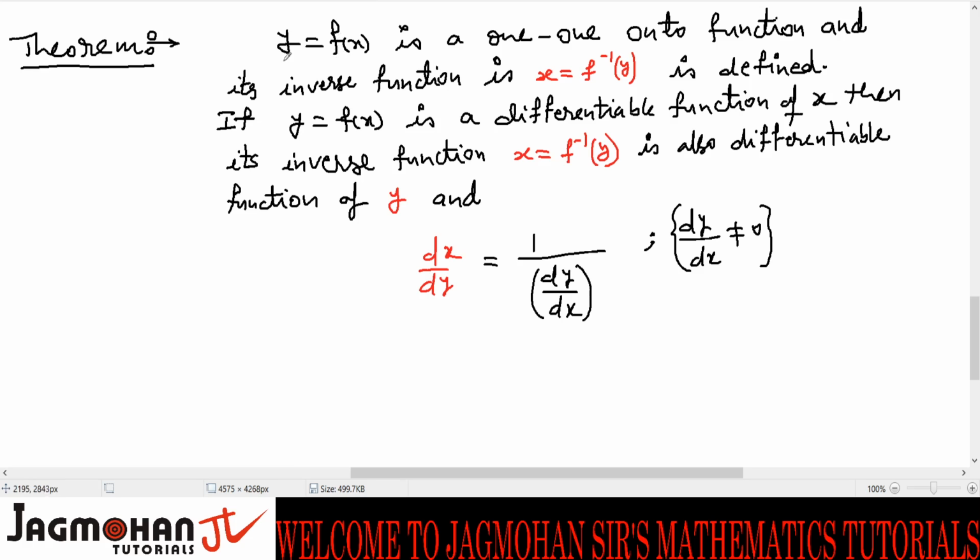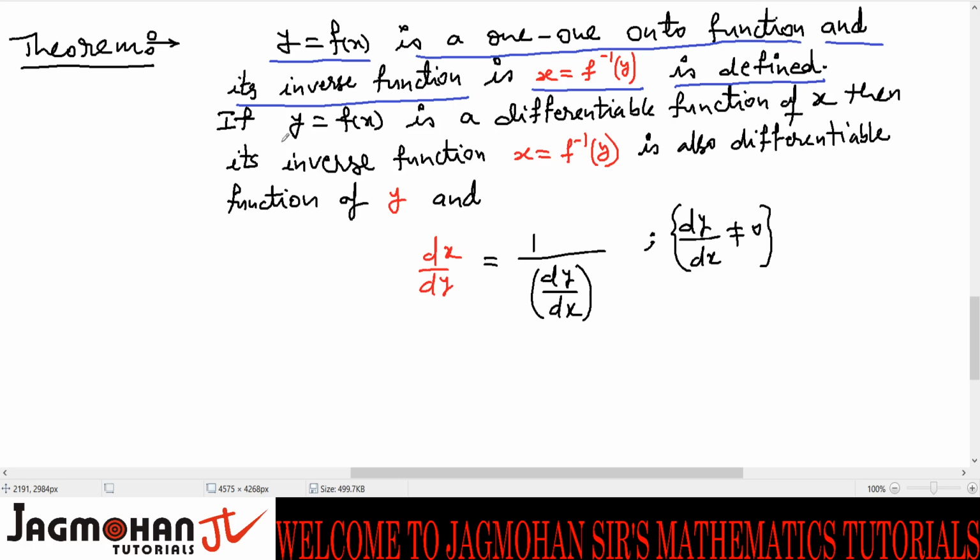So here, y equals f of x is a 1-1 onto function. This is the statement of the theorem. y equals f of x is a 1-1 onto function and its inverse function x equals f inverse of y is defined, which is true. You know this: if a function is 1-1 onto, then its inverse is defined.